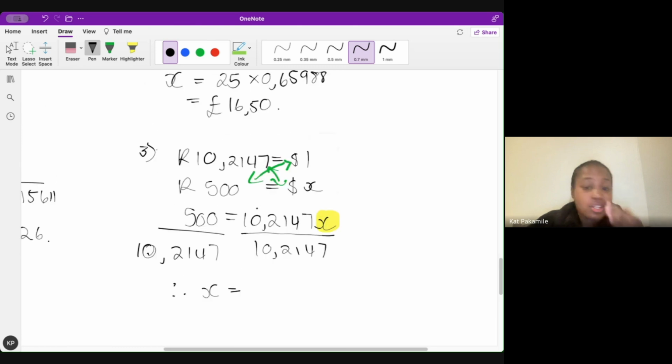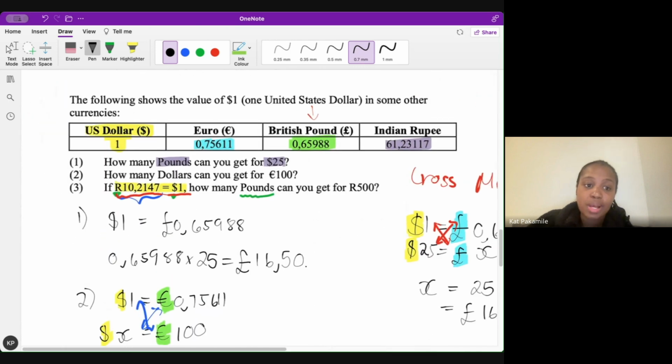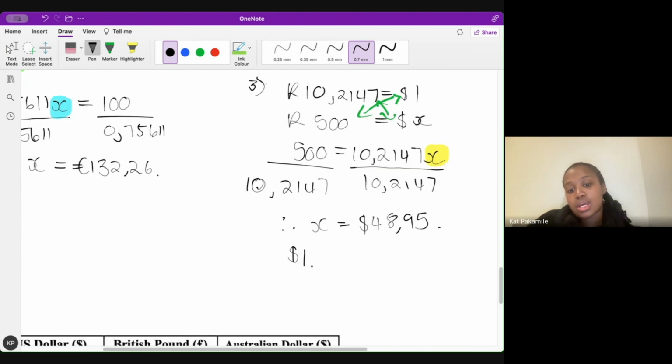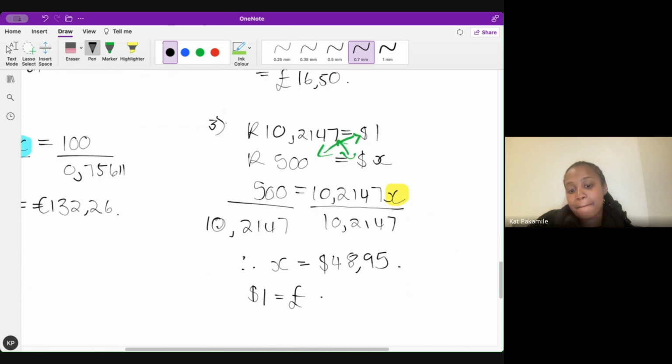Okay, what is my unit? Let's start with units. What is my unit for this first x that we are working out here? Dollars. So it's how many dollars? 48,95. Great. Now we've successfully moved from rands to dollars, but they didn't ask us for dollars. They asked us for pounds. So we have to go back to the table. Just to remind ourselves, $1 is equal to 0,65988.